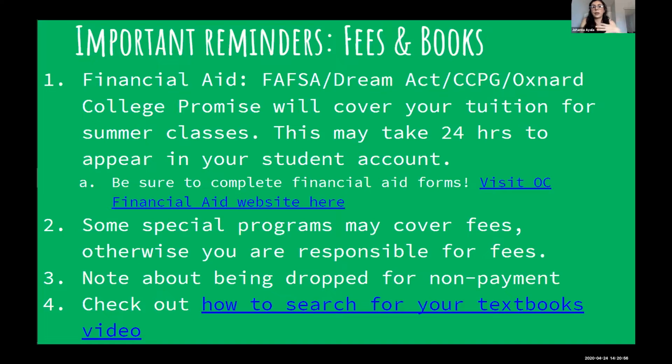FAFSA will be sending you notifications, this requirement is not fulfilled or this document is needed. Go ahead and make sure you are fulfilling those requirements in order to receive your FAFSA, and please allow about 24 hours for it to appear on your account for things to get cleared. Be sure to complete financial aid forms. So if you need a form and they're asking for one, go ahead and feel free to reach out to the financial aid office at OC.